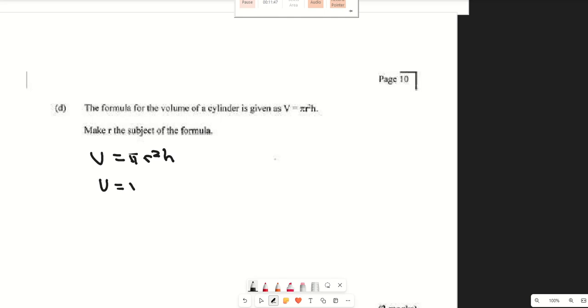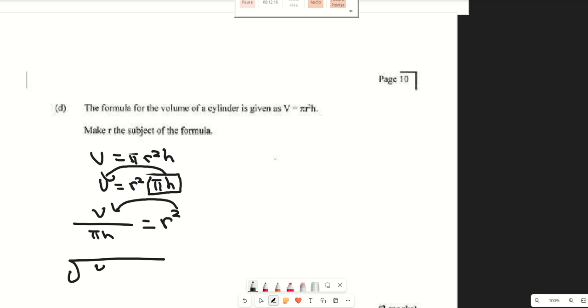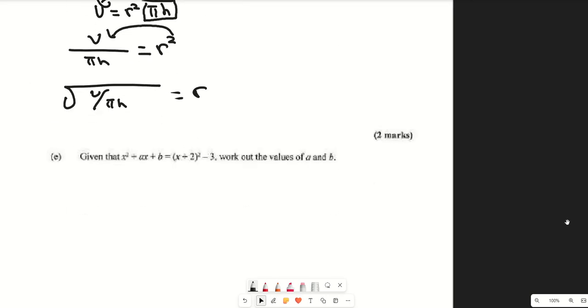So you can say that V is equal to r squared pi h. And you want to carry across multiply by. So if you carry this across, the opposite will be divide. So that's V divided by pi h. You're carrying this as a term, right? Pi as one term is equal to r squared. You want to make r the subject. If you carry across squared over the equal sign, the opposite of squared is square root. So this will be the square root of V over pi h is equal to r. That would be your answer for this question right here.